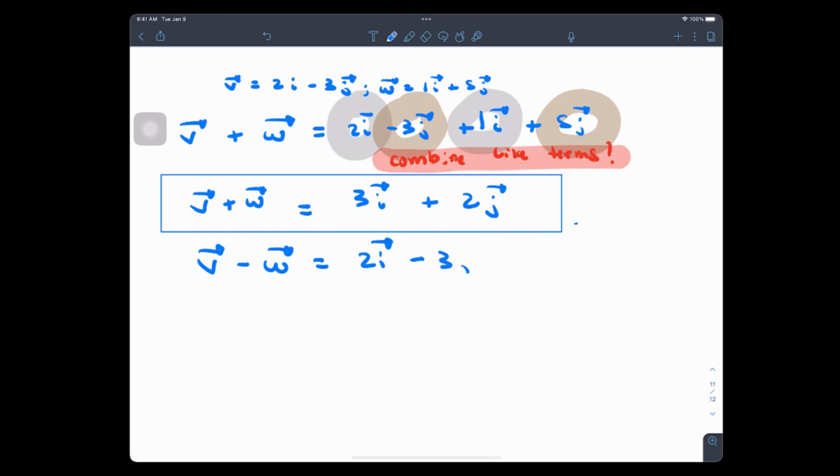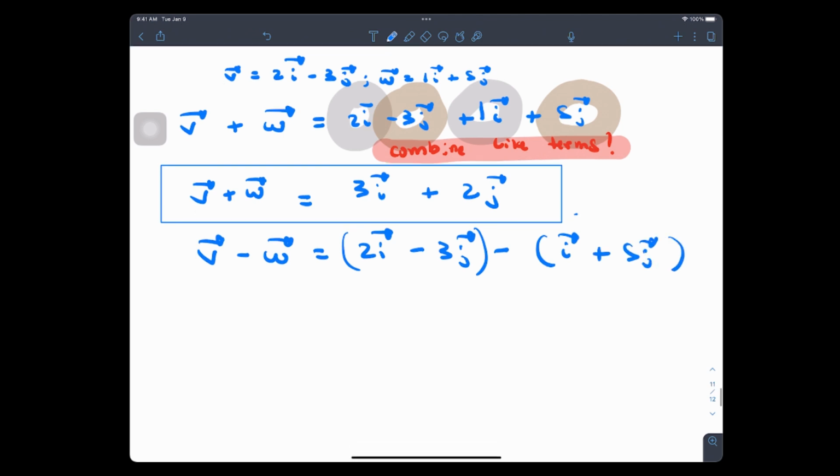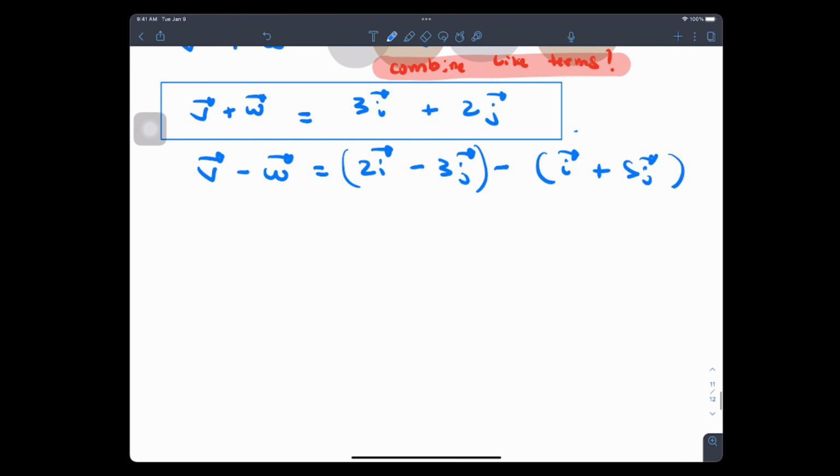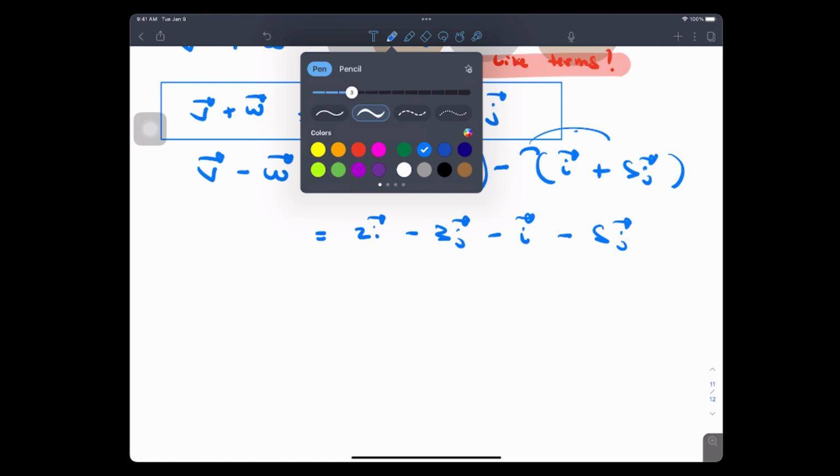2I minus 3J. Okay? Minus, put that in parentheses. If you want, go back to beginning algebra. 1I plus 5J. And you go, oh, is this how we subtract? Yes. Distribute. Do you guys remember? You drop the parentheses here, the first one. You distribute that negative sign. And then you combine what? Like terms.